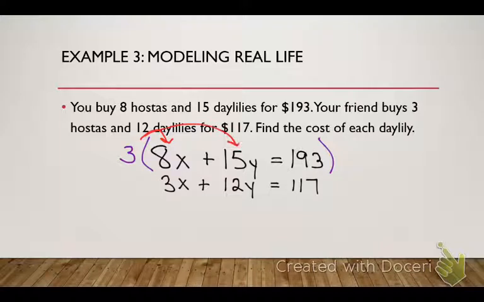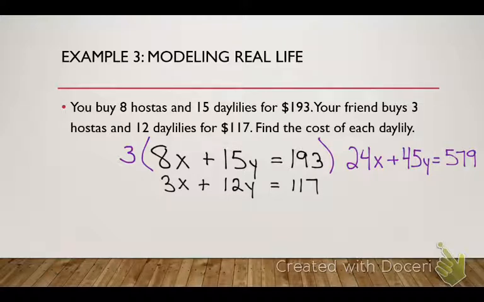Okay, 3 times 8x, this is the longest one for sure. 3 times 15y, and 3 times 193. I need to distribute it, but I'm creating an equivalent equation that now is going to give me the opportunity to cancel one of my variables. Okay? 24x, what's 3 times 15y? 45y equals, and I'm just going to go ahead and tell you it's 579. Okay? So now the second equation.